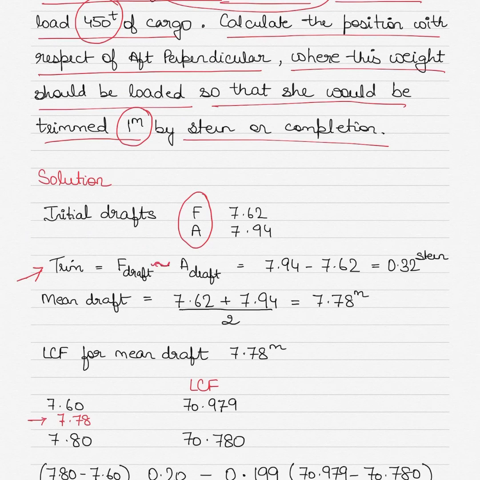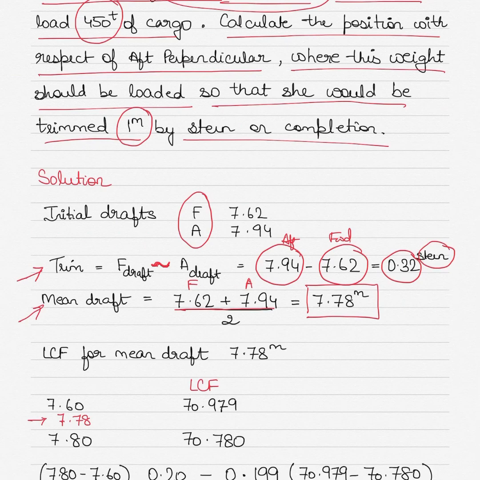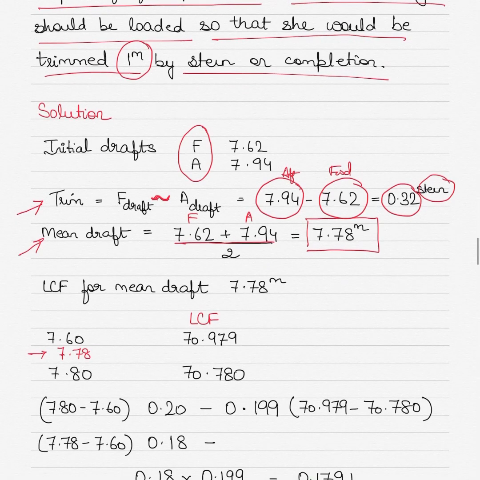Now here in this case, this should be the difference between forward and aft draft. So of course the aft draft is more, 7.94 minus the forward draft is giving you the trim of 0.32 meters. Now of course because the aft draft is more, the trim is by stern. To find the mean draft, you basically add the two drafts together, the forward and the aft, and divide by 2, which will give you your mean draft of 7.78 meters.